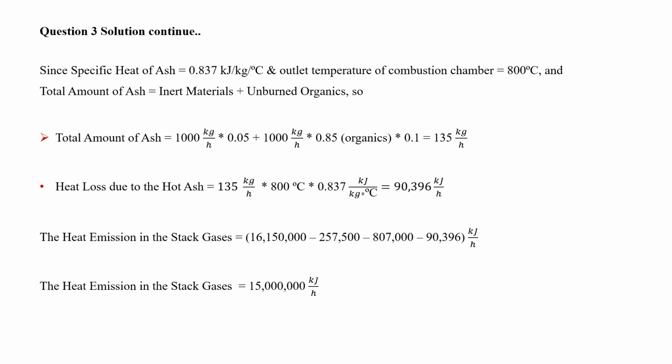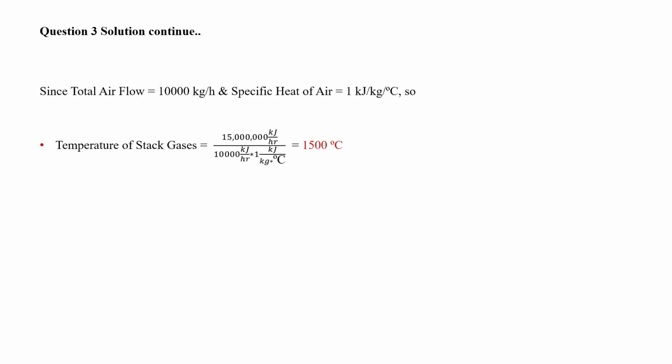And therefore, our last step is about the calculation of temperature of stack gases. And as you know, total airflow, which is 10,000 kilogram per hour, and specific heat of air that is equal to 1 kilojoule per kilogram times centigrade degree are specified in the question. And if we divide our heat emission value by the multiplication of these numbers, we can reach the relevant temperature data as 1,500 centigrade degree.